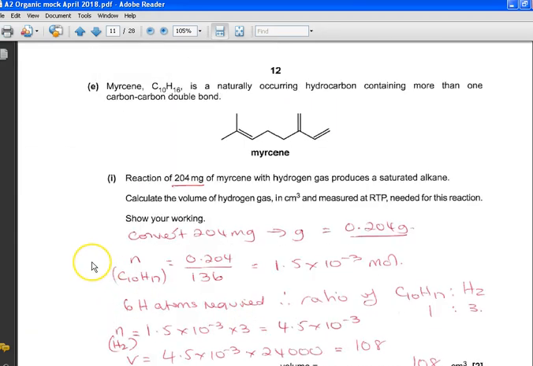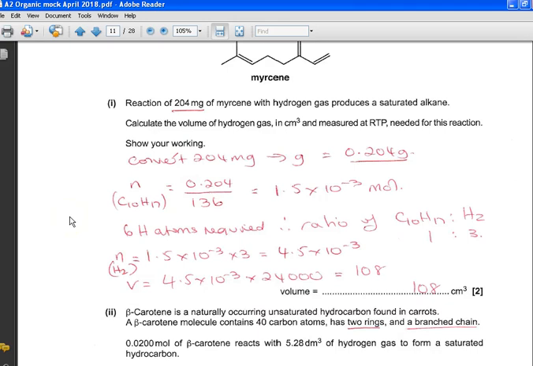Part E is a long old question. So we're given a hydrocarbon here with 3 double bonds, and then you are asked to do a calculation related to 204 milligrams. So the first thing you need to do is convert your milligrams to grams, because you can't work anything out with milligrams. And you're asked to calculate the volume of hydrogen gas at room temperature and pressure.